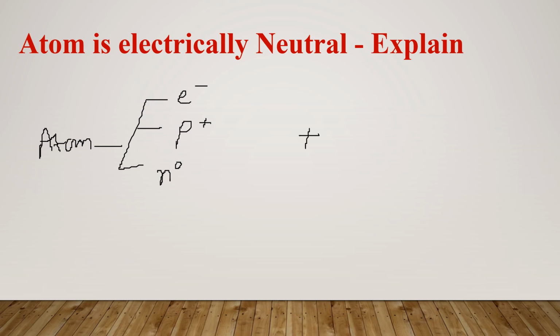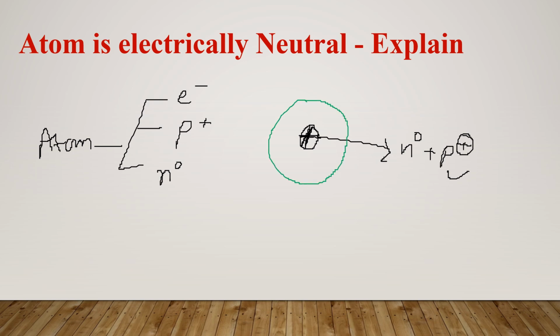Here the nucleus, that is the center, contains only two subatomic particles. They are neutrons as well as protons. So the nucleus is positively charged because of the presence of protons. And here electrons revolve around the nucleus in a closed circular path. This path we call an orbit.